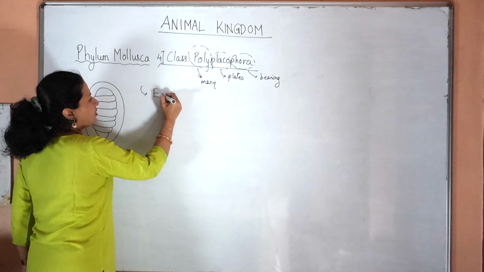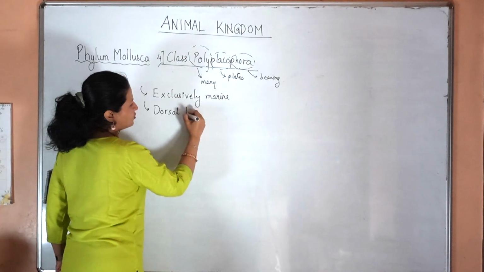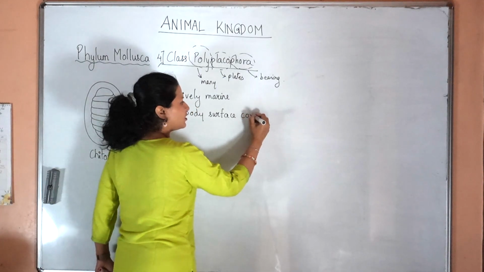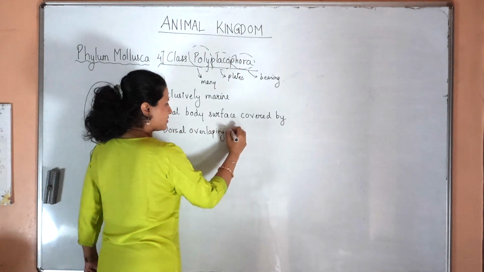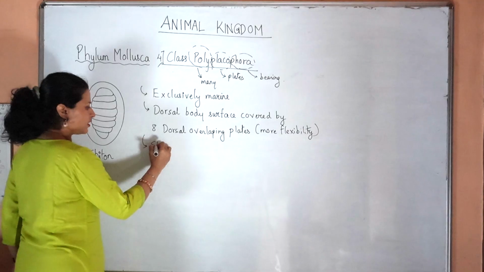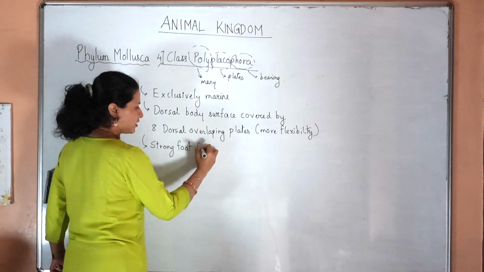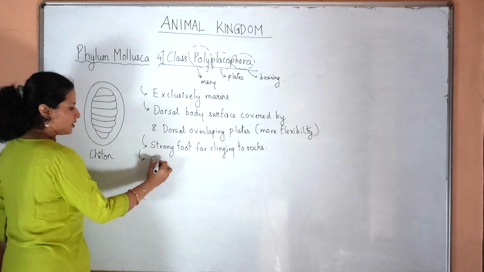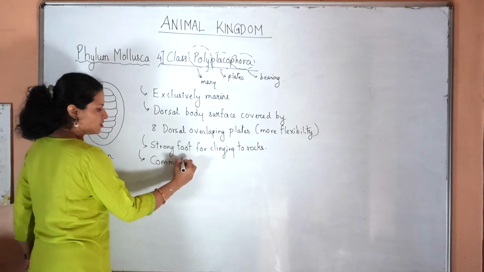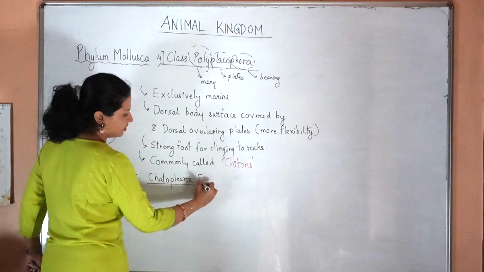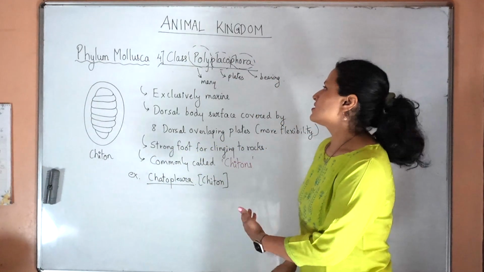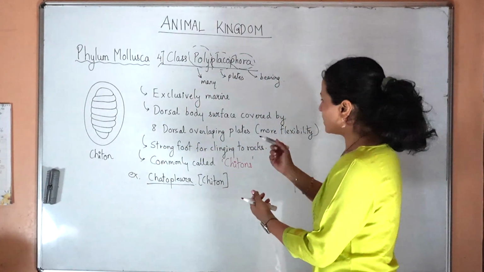Chitons are exclusively marine. Dorsal body surface covered by 8 dorsal overlapping plates, giving more flexibility. They have a strong foot for clinging to rocks. An example of a species is Chiton, commonly called the chiton. That's all from this class Polyplacophora. Moving on to the next class.